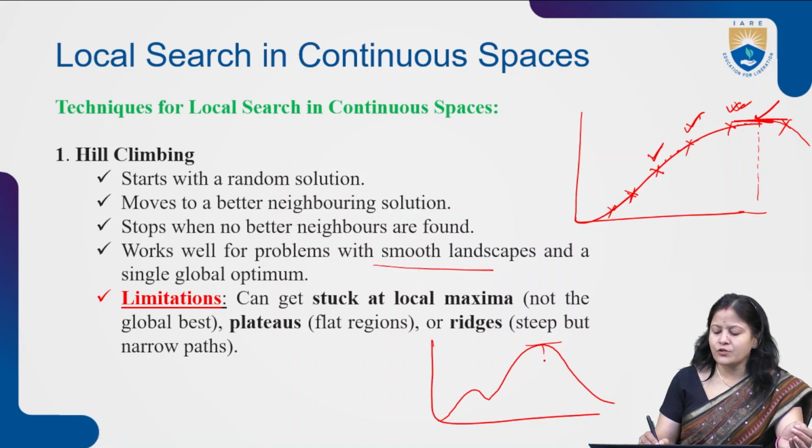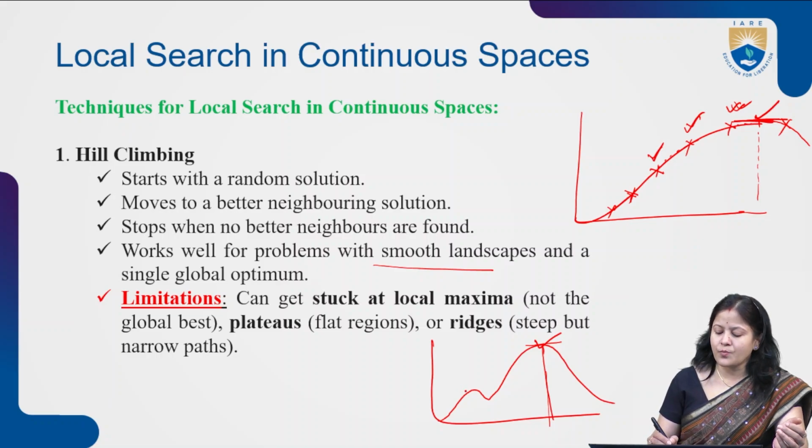This is the optimal position of this hill, or the highest position. So to solve this type of problem, the hill climbing method can be used. That is called the global optima. But still some problem is there. What are the problems or the limitations of hill climbing? It can get stuck at the local maxima.